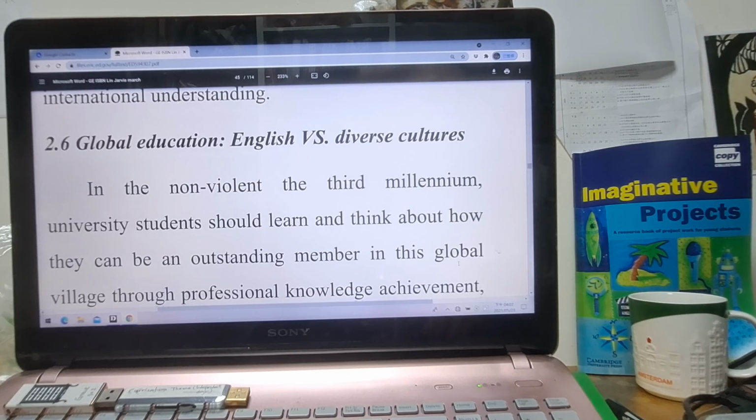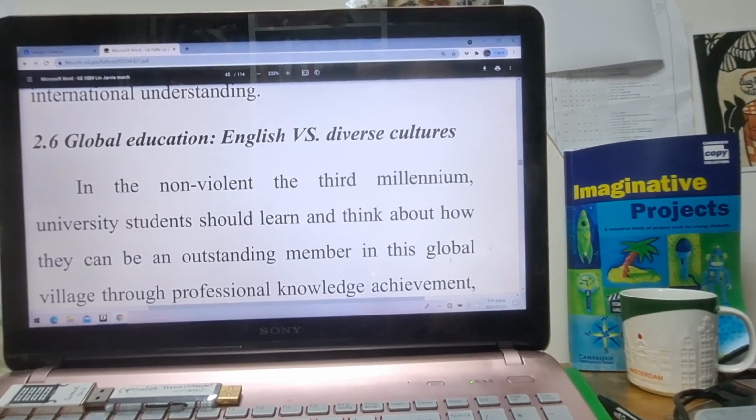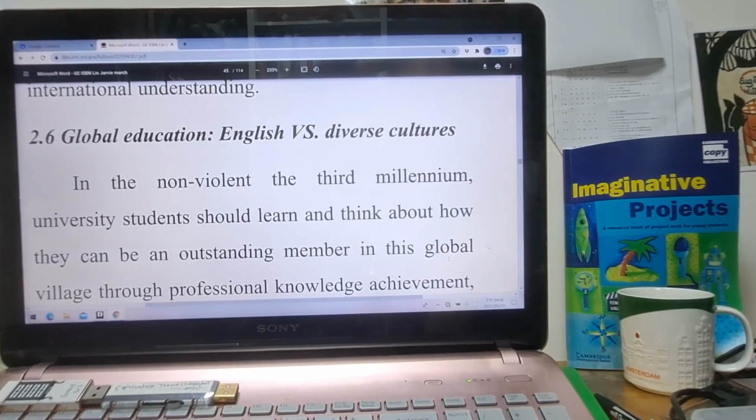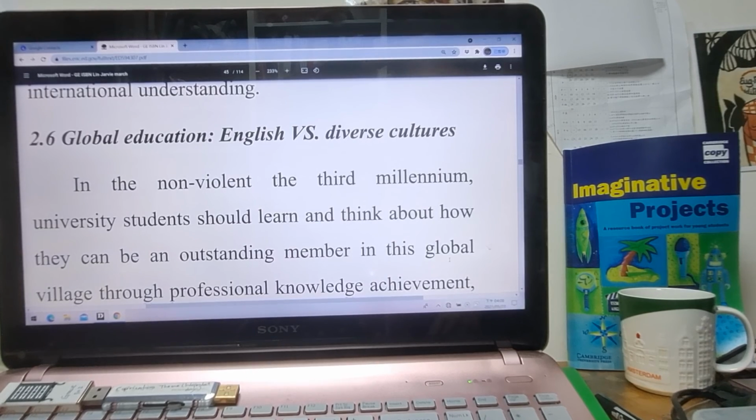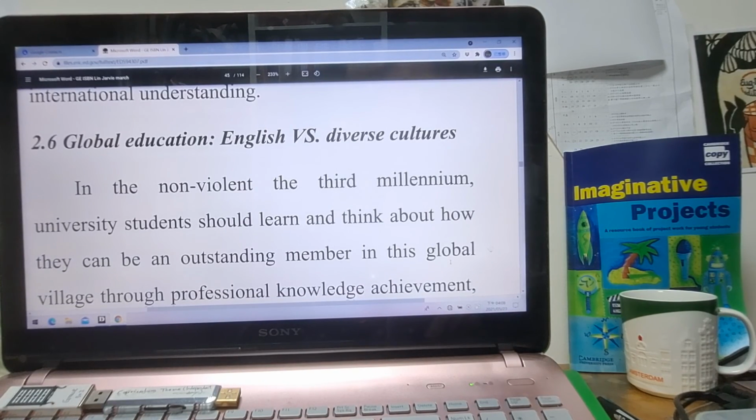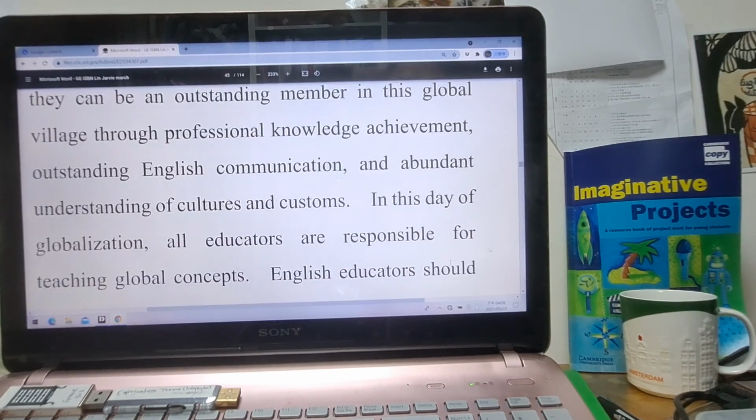So from the view of global education, English is versus diverse types of cultures and languages besides English. In the third millennium, university students should learn and think how they can be outstanding members in this global village, through professional knowledge achievement, outstanding English communication, and abundant understanding of cultures and customs.